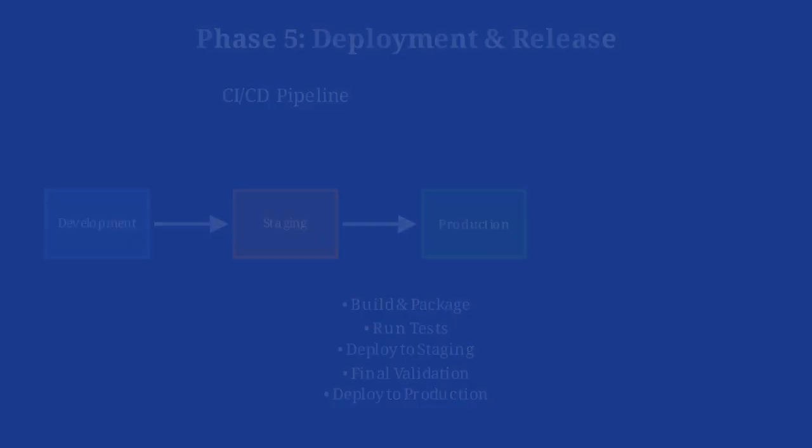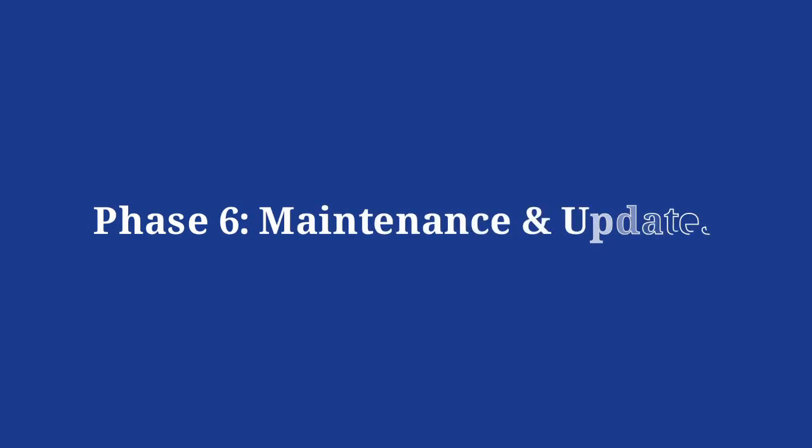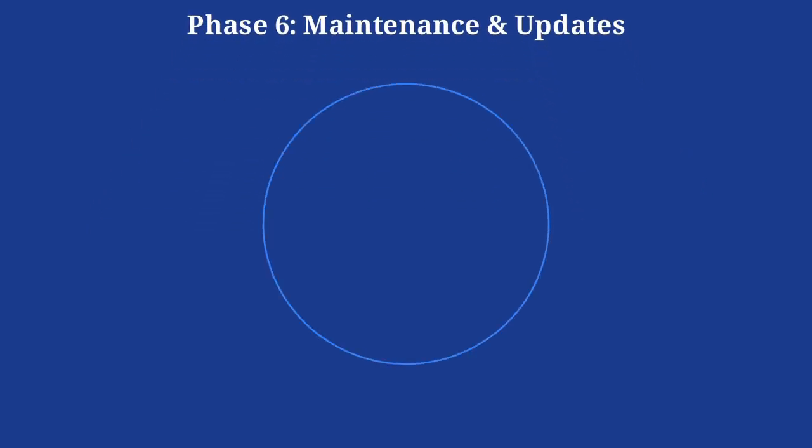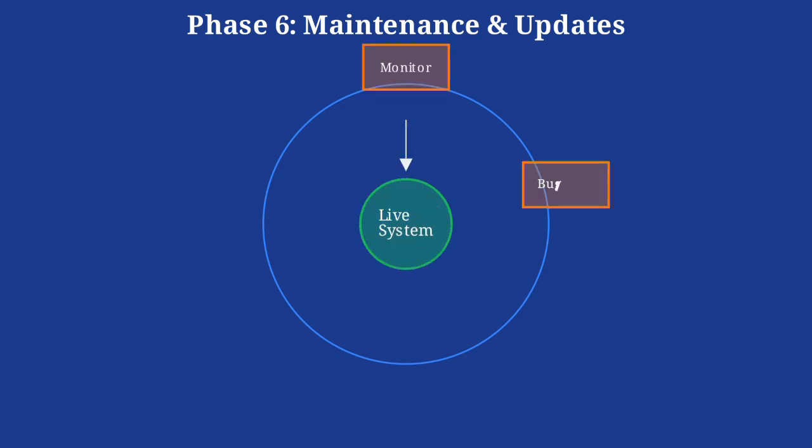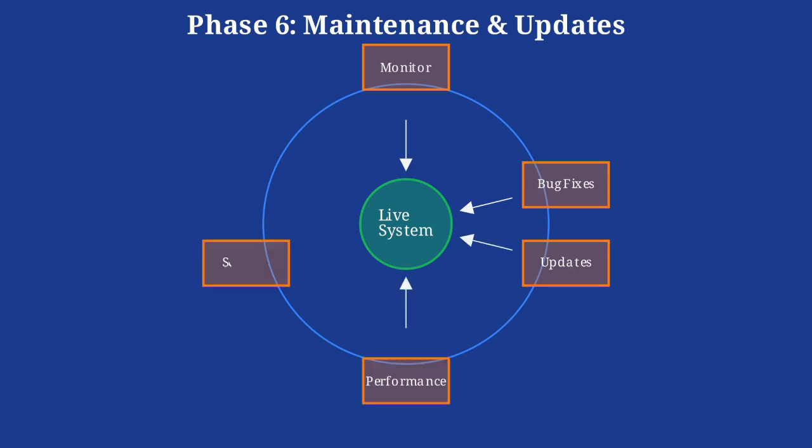Phase 6: Maintenance and updates. But deployment isn't the end of our journey. In many ways, it's just the beginning. Maintenance is an ongoing, continuous process. Look at the cycle of activities surrounding our live system.